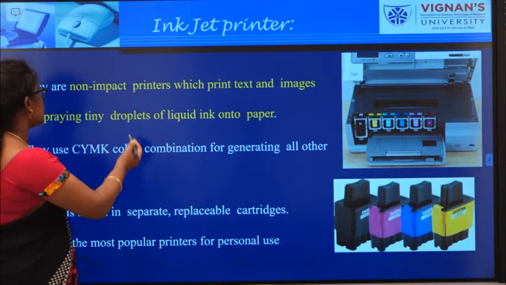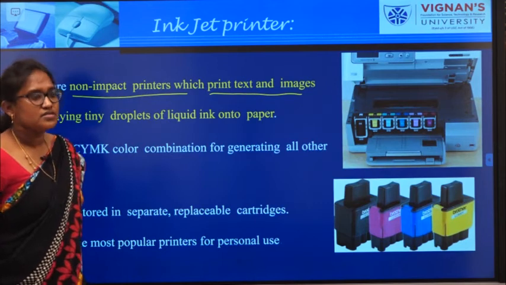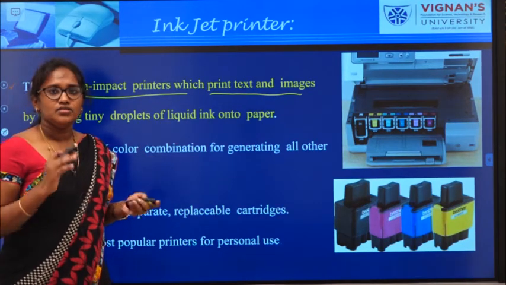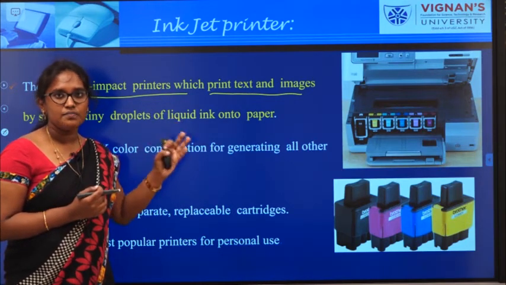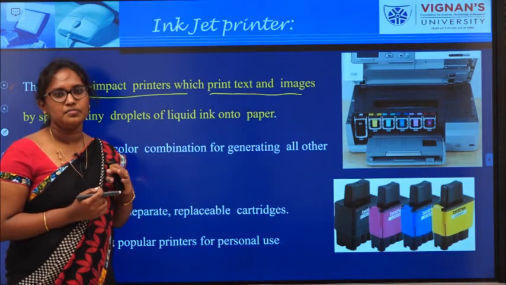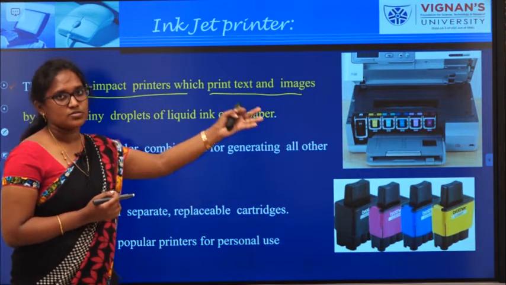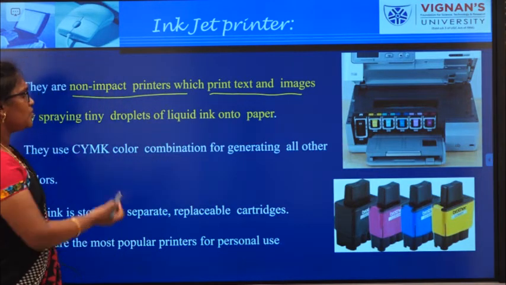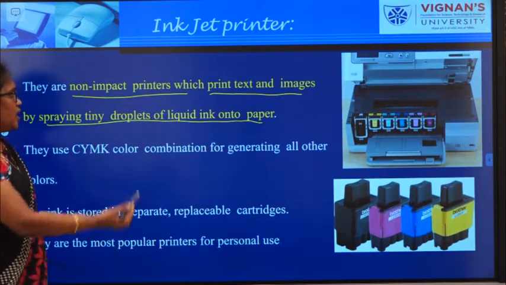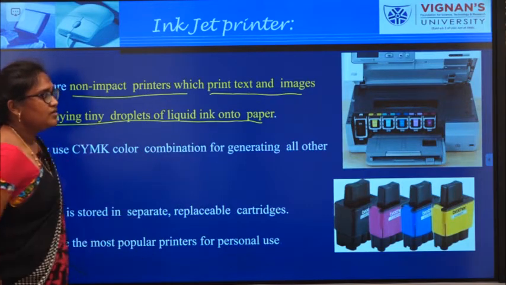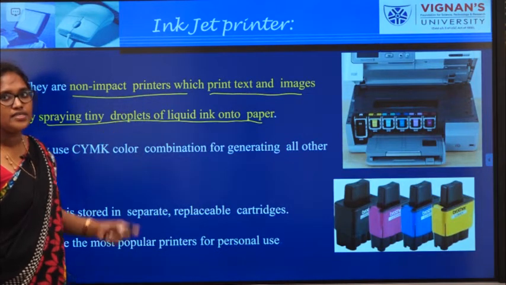In the case of the inkjet printer, it is called a non-impact printer which prints text as well as images. One thing you have to remember is that an impact printer will leave an impression on the paper. It is not suitable for printing images, but the inkjet is suitable for both images as well as text. As for the working of a non-impact printer, tiny droplets of liquid ink will be sprayed on the paper. That is how the inkjet printer works.